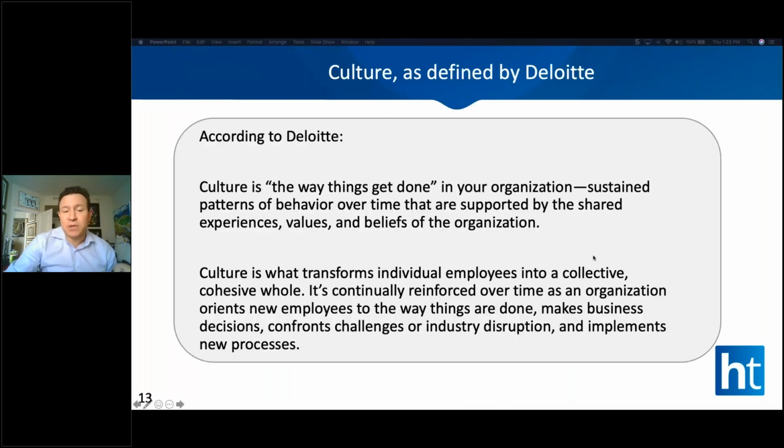So here's Deloitte's definition, very similar to ours. For them, culture is the way of getting things done. Sustained patterns of behaviors that support a shared experience or values and beliefs. Culture is what transforms individual to the collective.